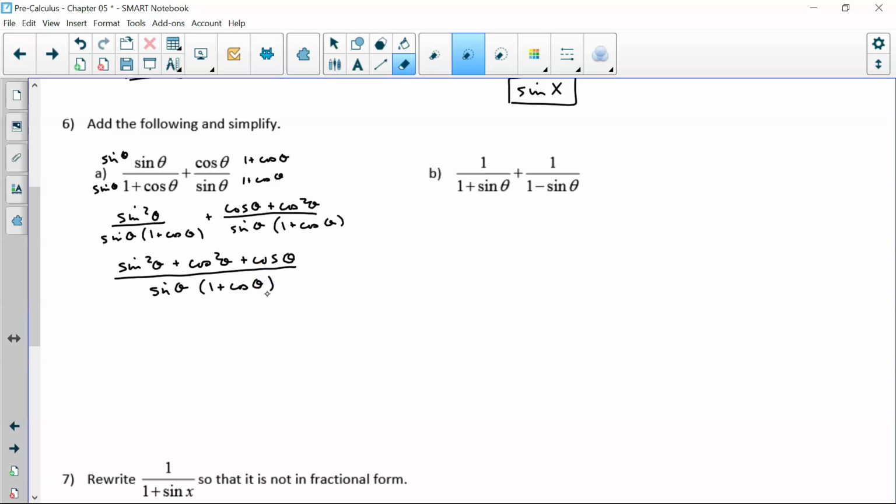I'm just going to hold off on rewriting the denominator for now to see if I can get away with not having to do it. Now, if you look and remember your Pythagorean identities, you see how we have on the top sine squared theta plus cosine squared theta? Looking at our Pythagorean identities, that's just 1. So we end up with 1 plus cosine theta over sine theta times 1 plus cosine theta. Now, if you look, 1 plus cosine theta is on the top and on the bottom. They cancel out. In the end, we're left with just 1 over the sine of theta. And there is our answer.